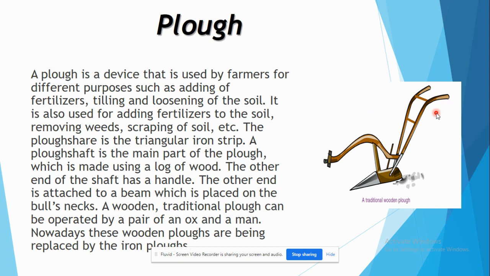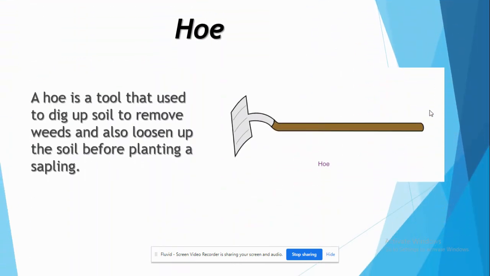Okay, so this is a traditional wooden plow, but nowadays these wooden plows are being replaced by iron plows. Hoe. A hoe is a tool that is used to dig up soil to remove weeds and also loosen up the soil before planting a sapling. A strong, bold, and bent plate of iron is fixed to one of its ends and works like a blade. It is pulled by animals.